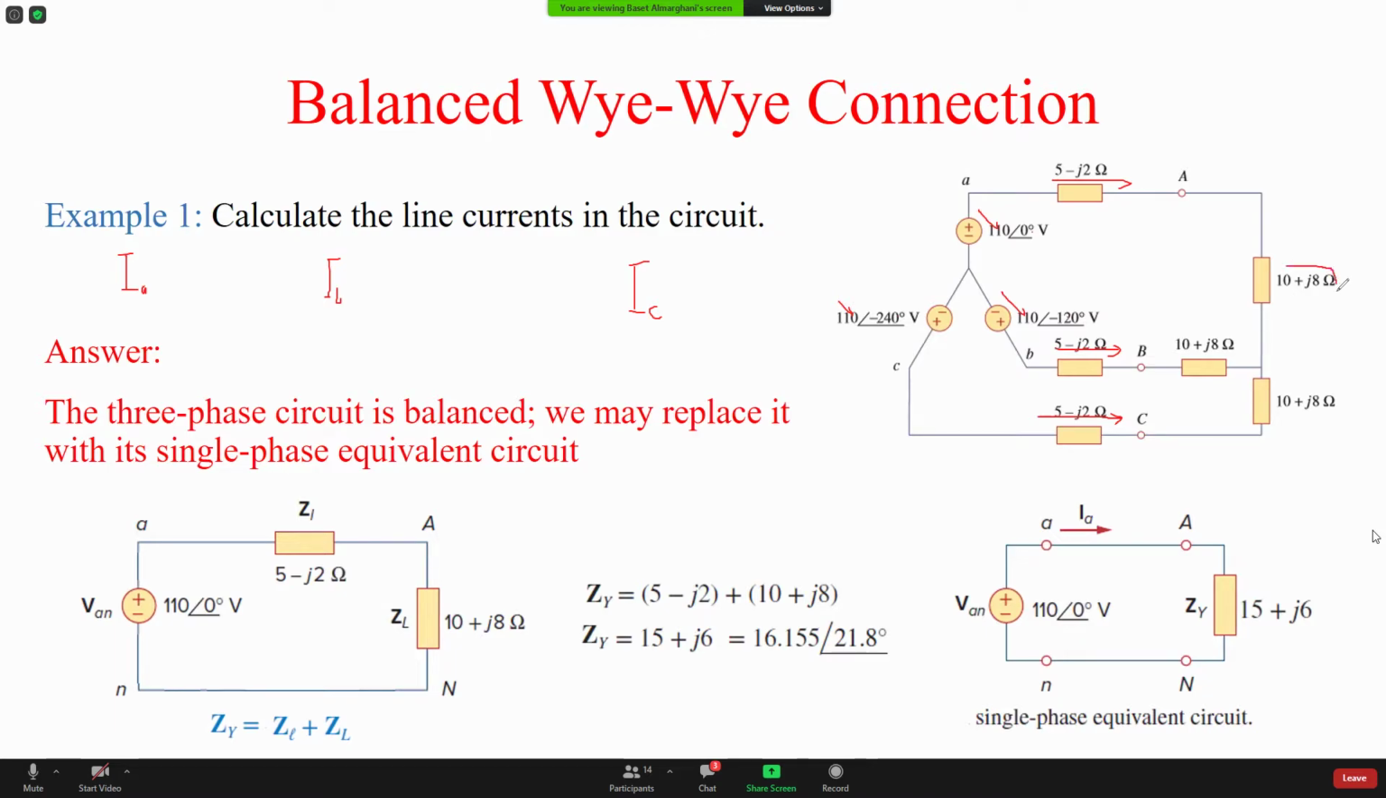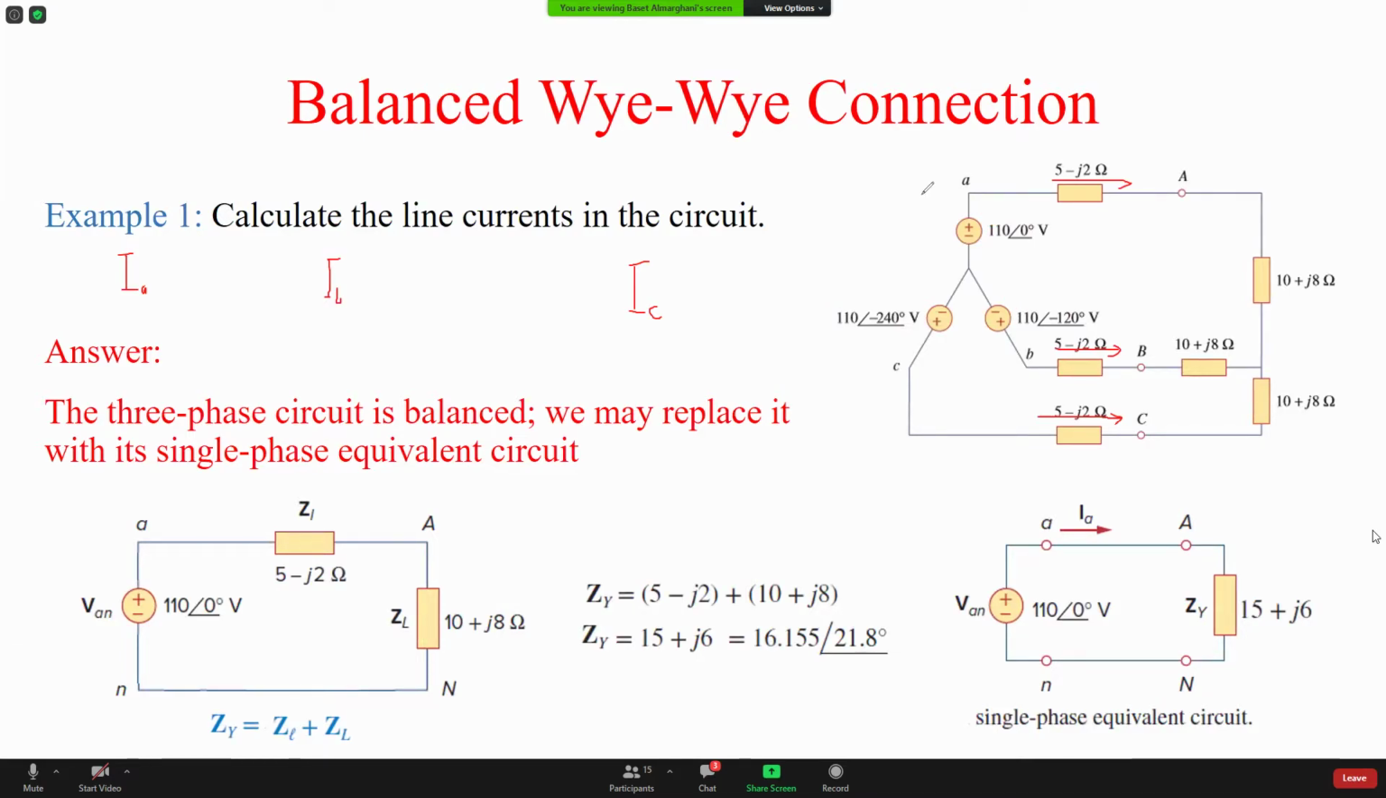Loads are equal. The three loads, 1, 2, 3, they're equal, exactly the same. Transmission line impedance, they're the same. Okay. Then you can say the system is balanced. Now this is Y to Y connection because the load is connected Y and the source is connected Y.